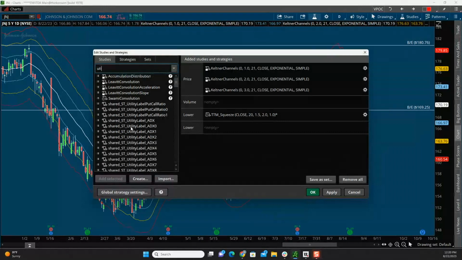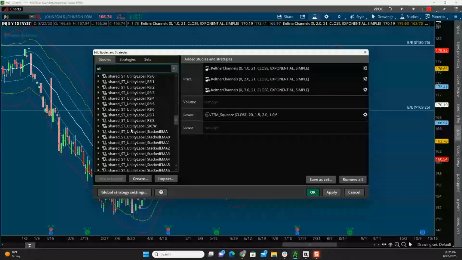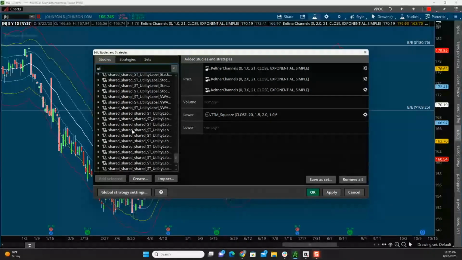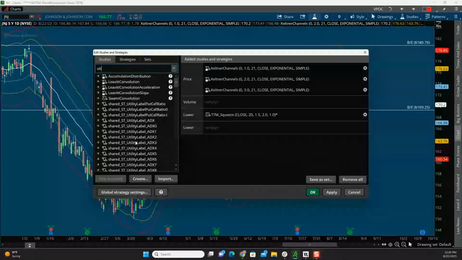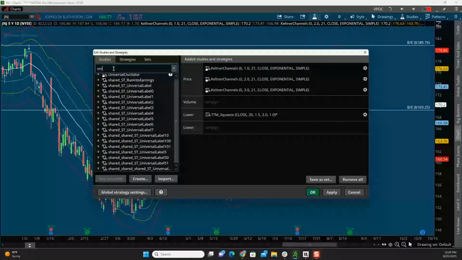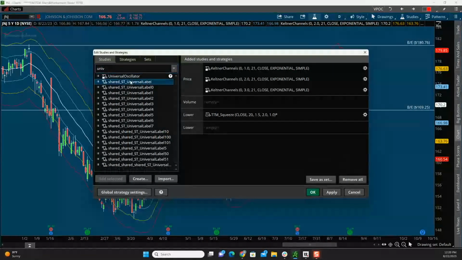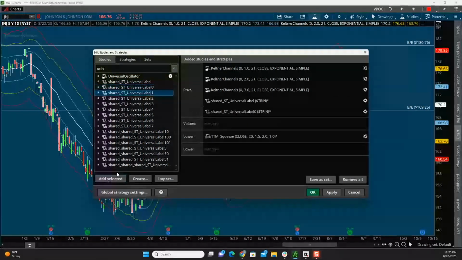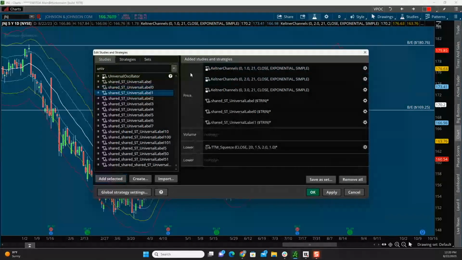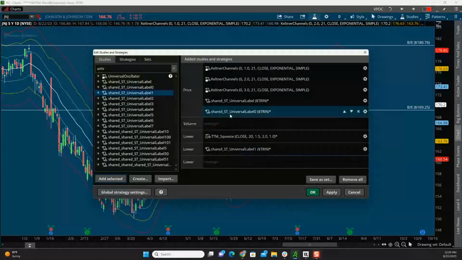And then as far as the utility labels, if you have it, scroll it down, let's find the real one here. Are they all shared to me? I guess so. One second, looking for it. There it is, universal label. So add 1, 2, 3. And then these I do not want on the top, so I go ahead and drag these to the bottom.